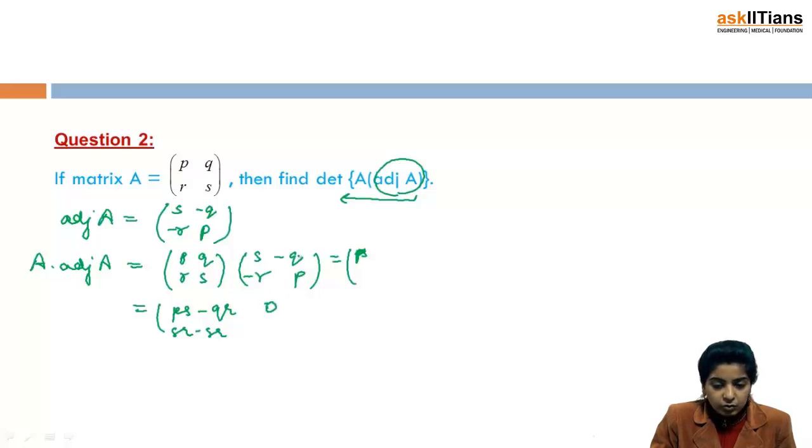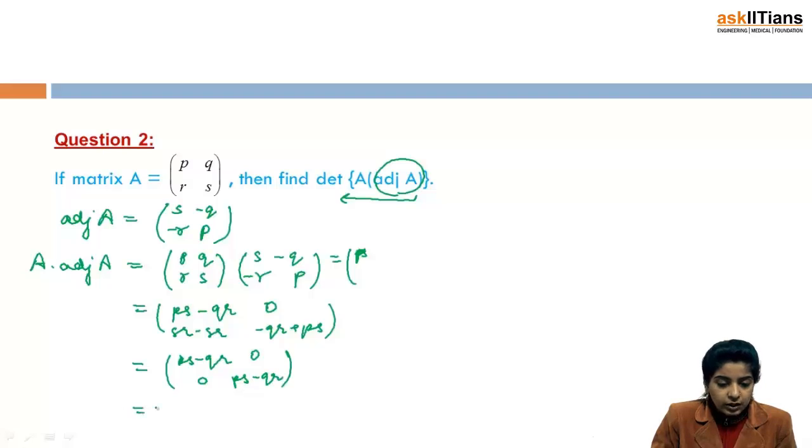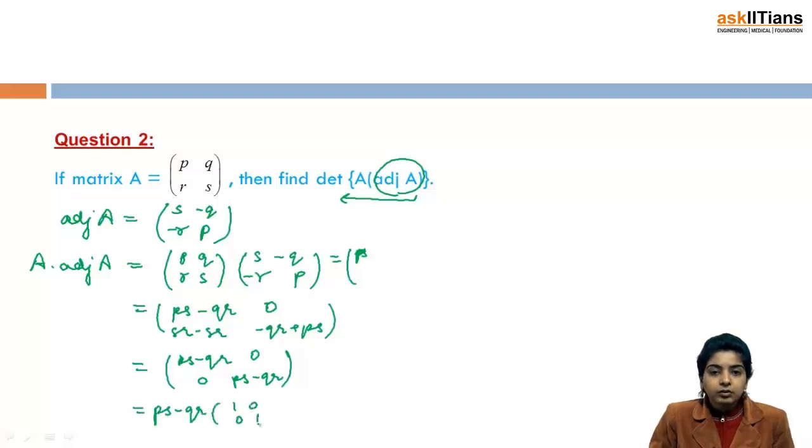Then I have minus QR plus PS. This gives me PS minus QR, 0 0, PS minus QR. So what I can do is I can take this common and I have 1 0 0 1. So this is what I get, PS minus QR, 1 0 0 1.